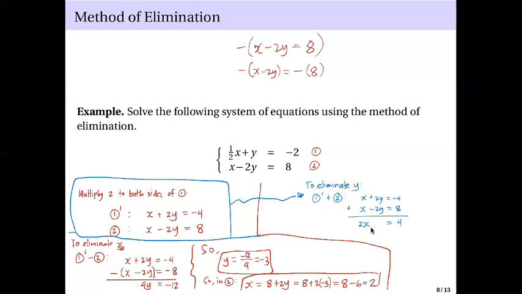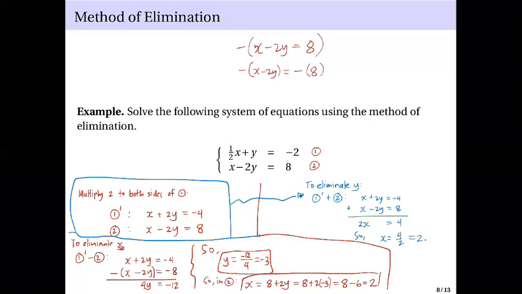And notice in here, so we have x equals 4 over 2, and this is equal to 2. And notice, that's the same x that we obtained in the previous method. That should be the case. Okay? Question? Okay.